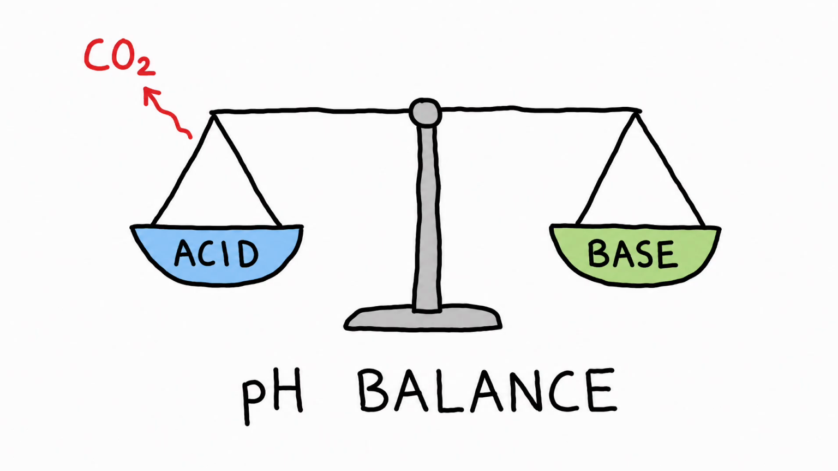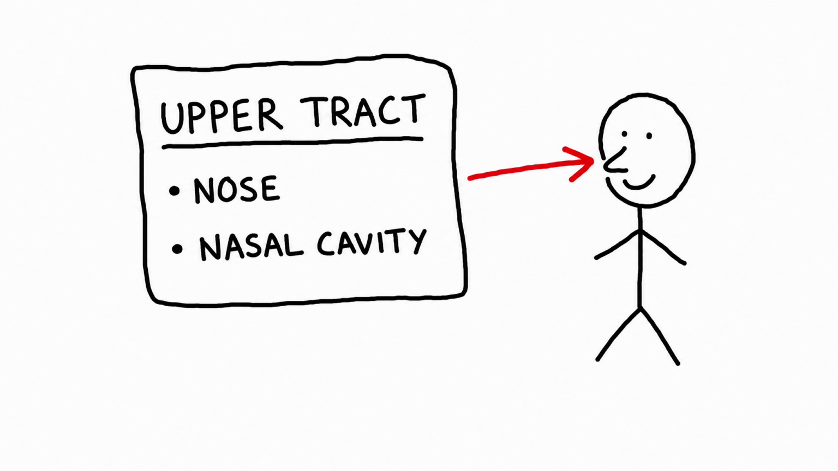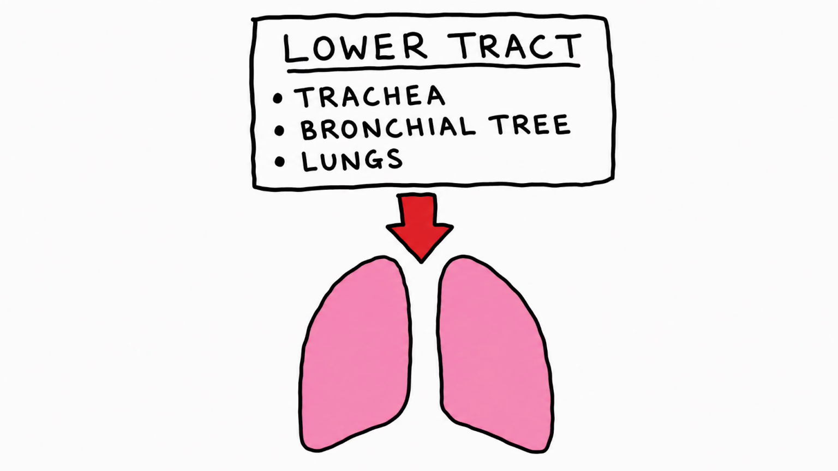Okay. So the organs of the respiratory system can be divided into two tracts. We have the upper respiratory tract, and then we have the lower respiratory tract. So the upper respiratory tract is going to consist of the nose, the nasal cavity, your sinuses, the pharynx, and the larynx. Whereas the lower respiratory tract is going to consist of the trachea, the bronchial tree, and your lungs.